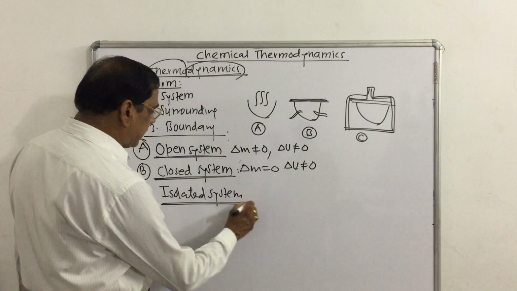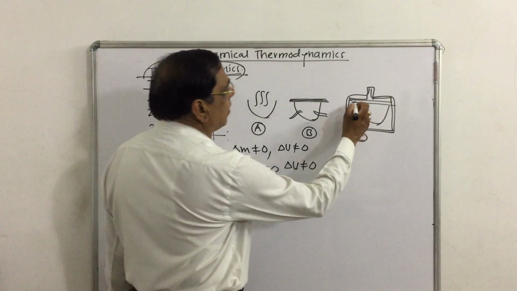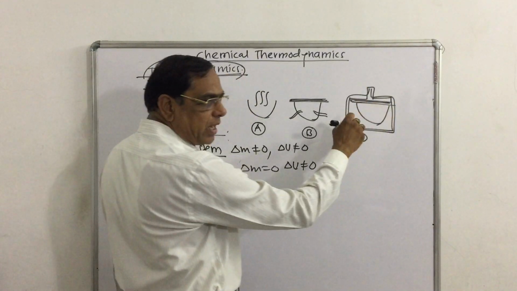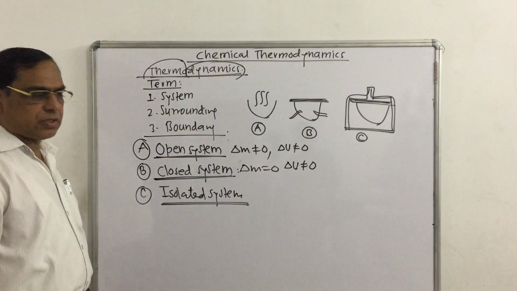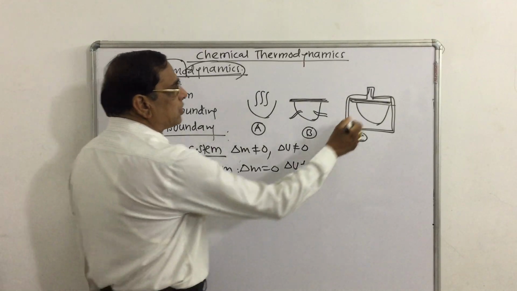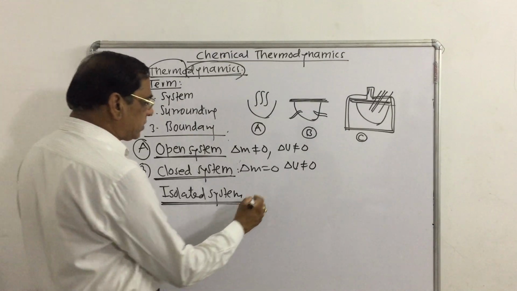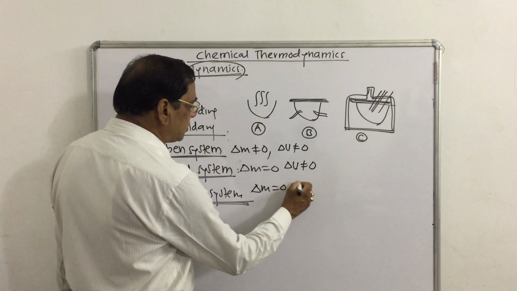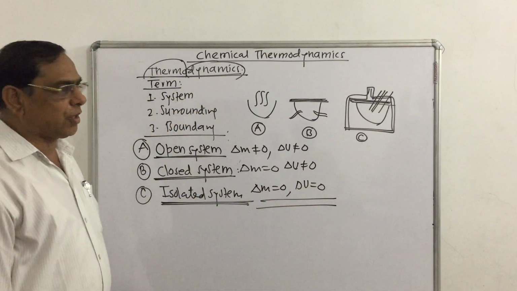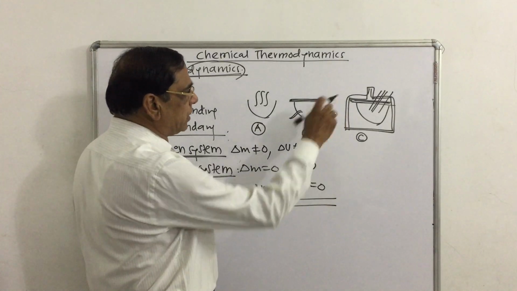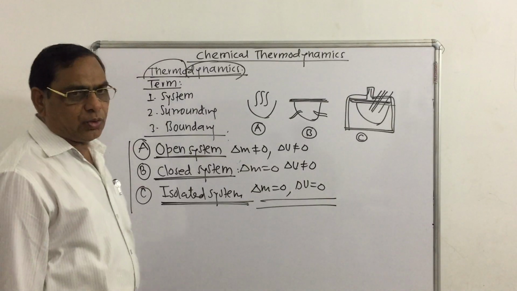And last, the isolated system. Now what is the meaning of isolated system? A cup of hot tea which is covered by a saucer and placed in insulation or a thermos flask. Then what happens here? It exchanges neither energy nor matter with the surroundings. Such a system is called an isolated system. So here total mass as well as energy remain constant. But 100% isolation is impossible. So that was about open system, closed system and isolated system.